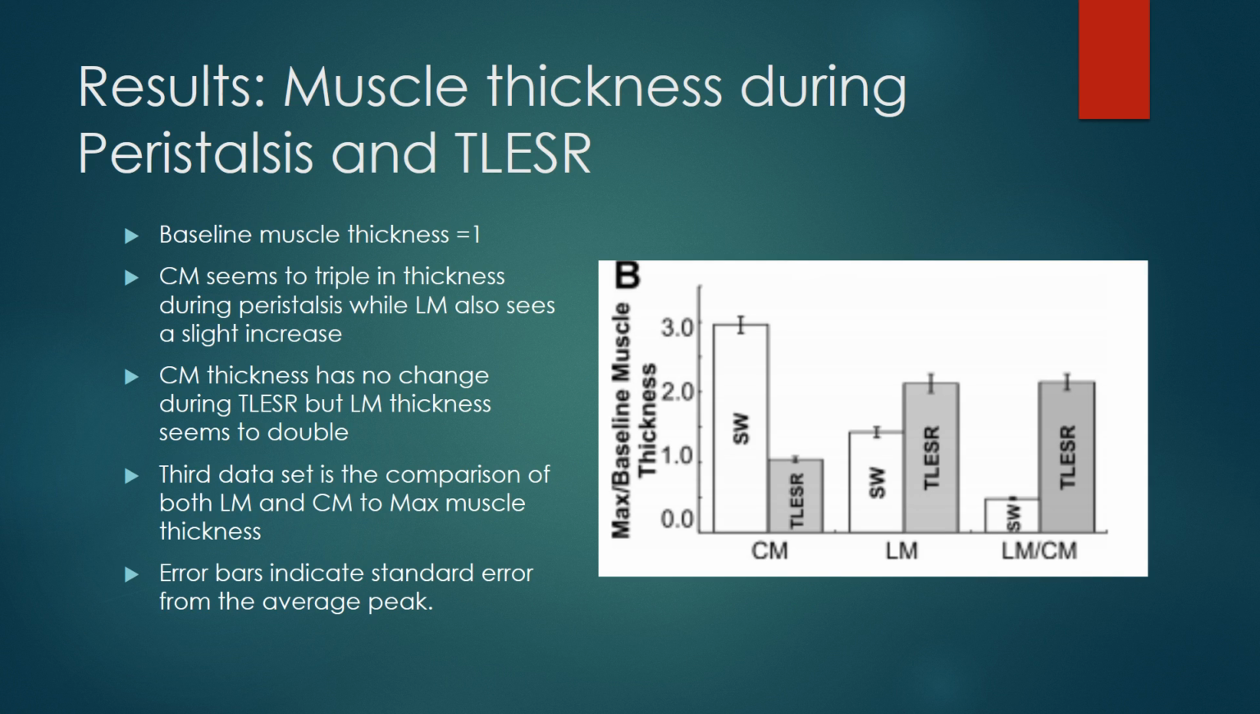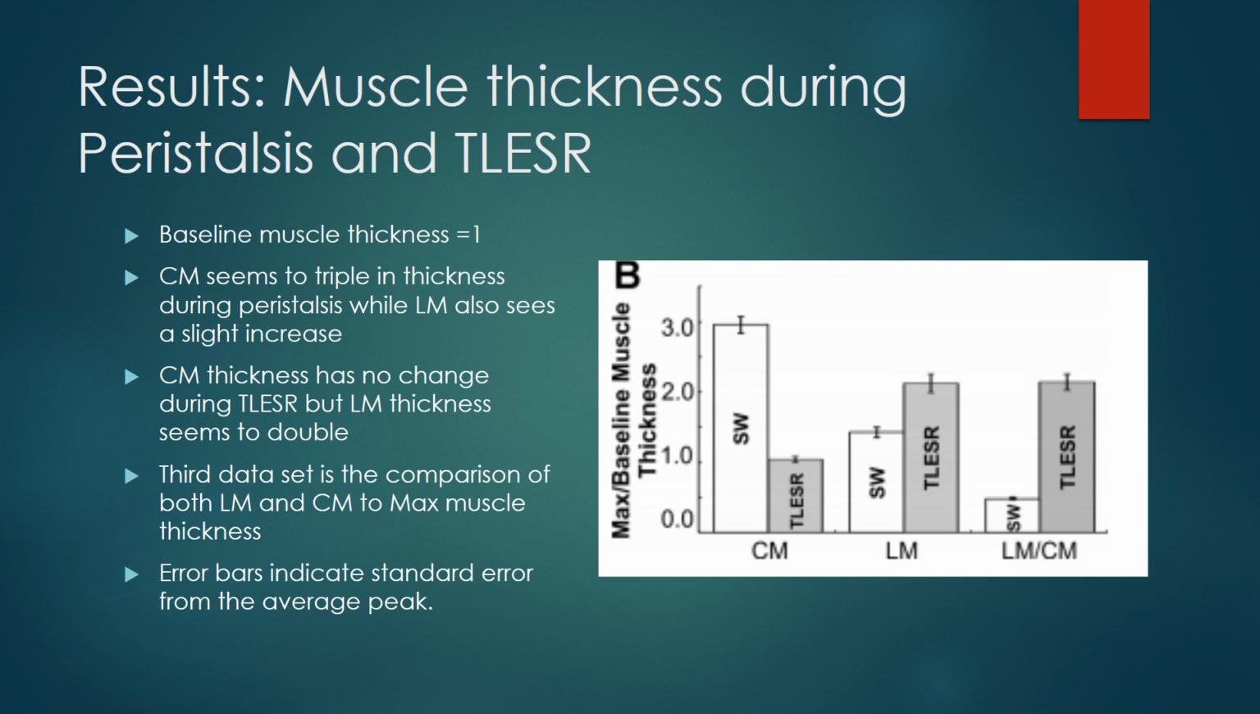Now let's look at some of the results. In Figure B, we can see the summary of findings from a group of muscle contractions. SW stands for swallow, which is the indicator for peristalsis. TLESR indicates itself. CM and LM still stand for circular muscle and longitudinal muscle. We can see the max thickness compared to the baseline thickness of smooth muscle during a muscle contraction.